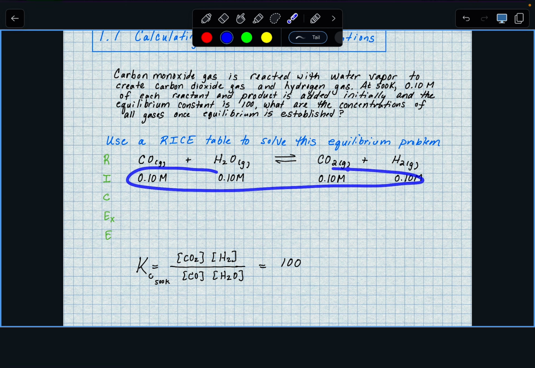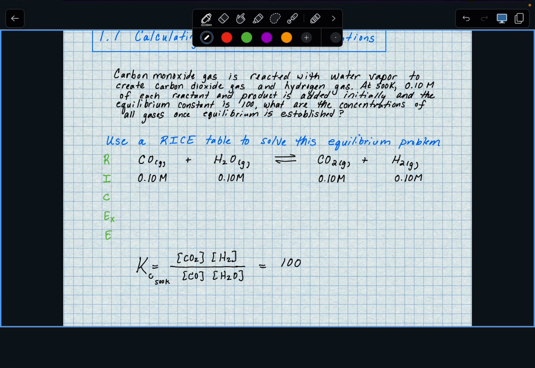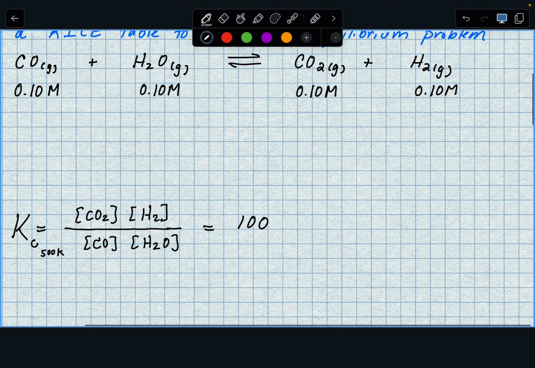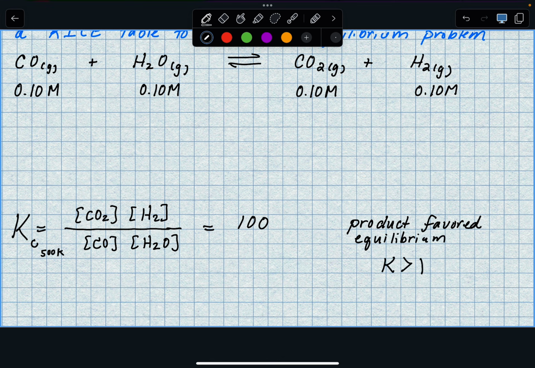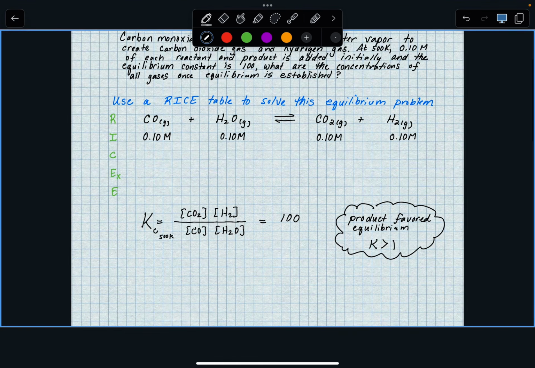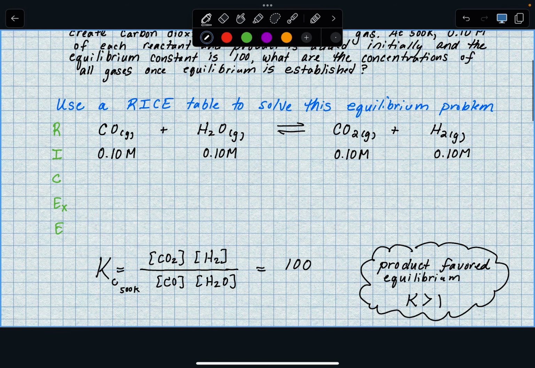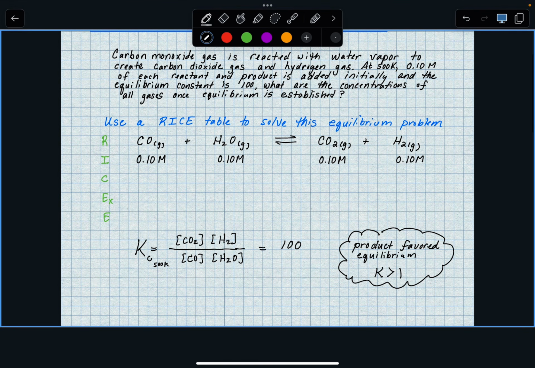So that's the set K value that will happen no matter what these initial concentrations are. This equilibrium will get established with the products being favored, and 100 means that it's product favored by 100 times. So I'm going to put over here that this is a product favored equilibrium. And that's because the K value is greater than 1. And I talk about that in a separate video that you may want to watch as you go through these sections.